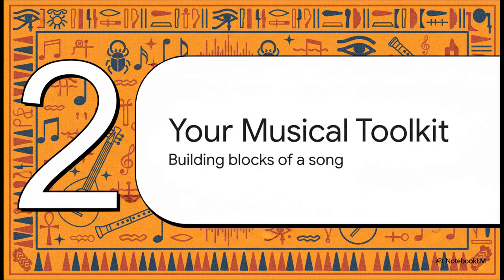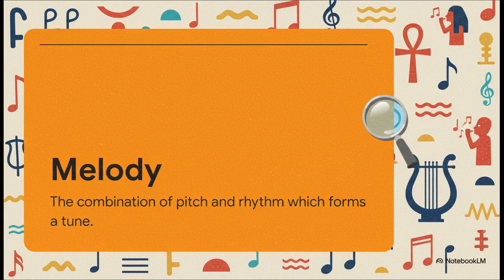Okay, first things first. We've got to build our musical toolkit. These are the absolute essential building blocks of pretty much every single song you have ever heard, from a pop hit on the radio to a huge symphony orchestra piece. First up in our toolkit is melody. This is the heart and soul of a song. It's the main tune, right? The part that gets stuck in your head that you find yourself humming hours later. It's just a series of notes put together in a way that sounds good.